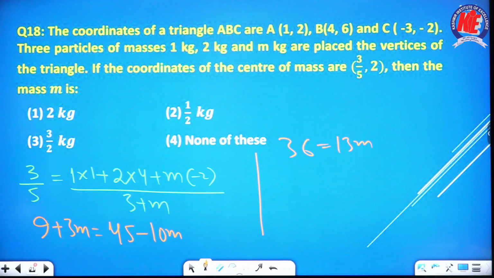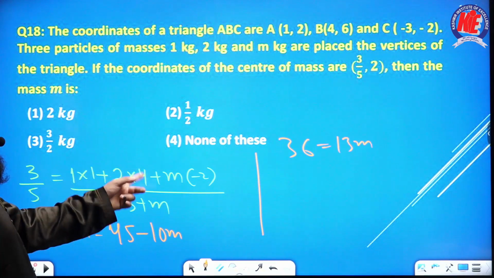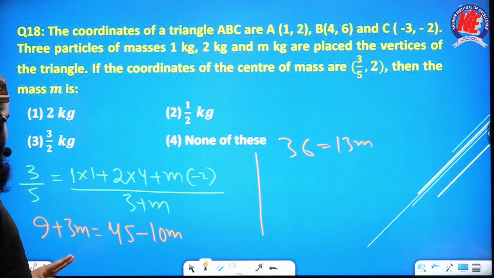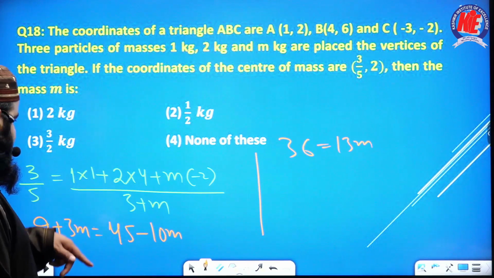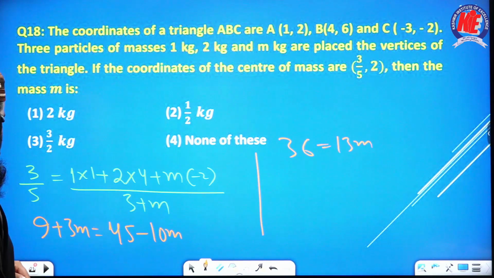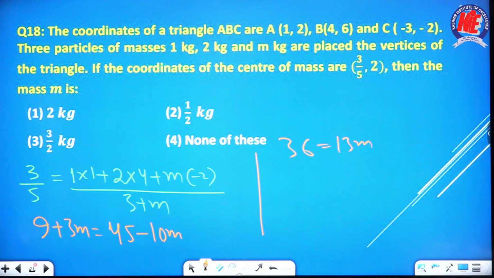Wait on. 3 3s are 9 and 3m, 1 8 5 9s are 45, okay fine with it. 5 into -2 is -10m, fine. It's 13m, and 45 minus 9 is 36. Any mistake which we made?